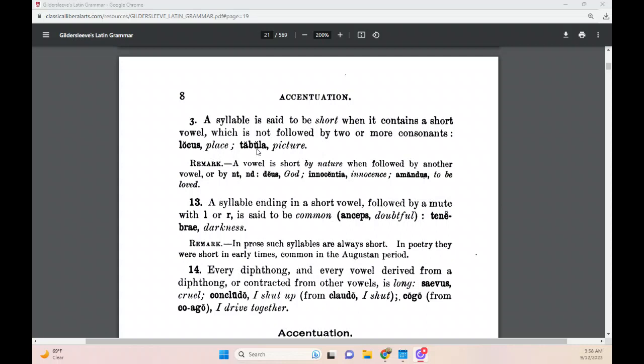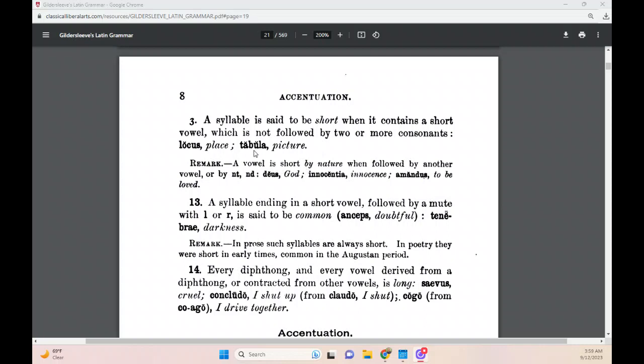Okay, so a syllable is said to be short when it contains a short vowel which is not followed by two or more consonants. And you've got these two helpful examples. Then we've got another remark here. A vowel can be short by nature. Before we learned about vowels being long by nature. Here we learn a vowel is short by nature.